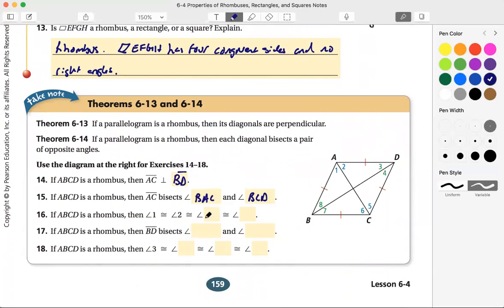If it's a rhombus, we know angle 1 is congruent to angle 2, which is congruent to angle 5, which is congruent to angle 6. If it's a rhombus, BD bisects ADC and ABC, which means angle 3 is congruent to angle 4, which is congruent to angle 7, which is congruent to angle 8.